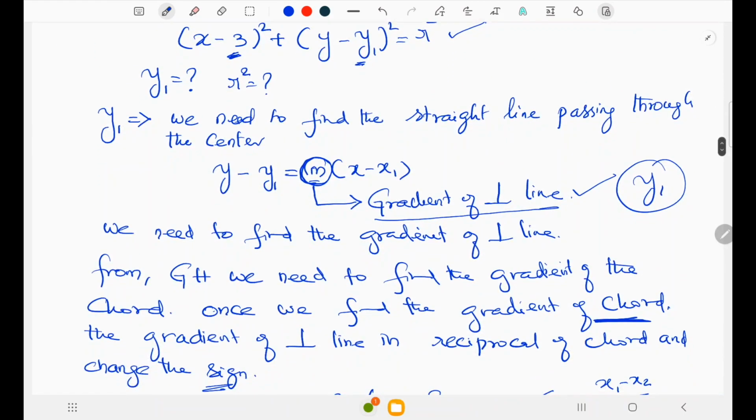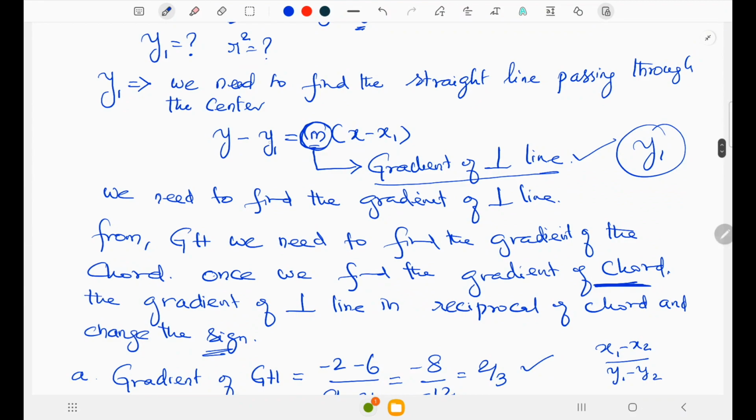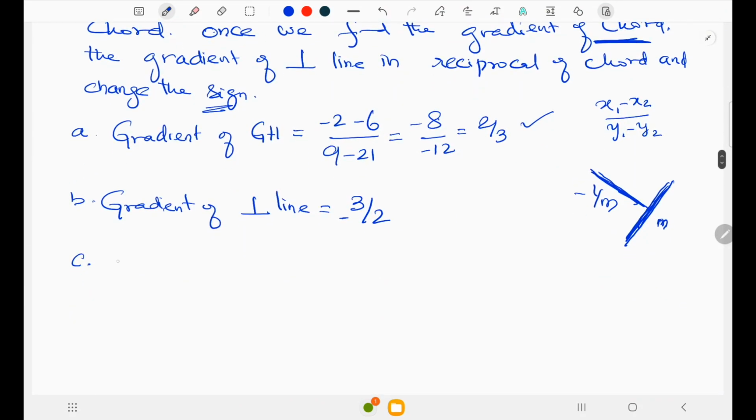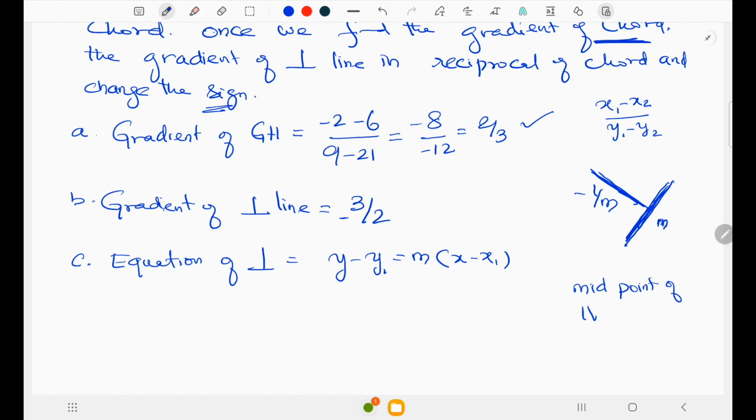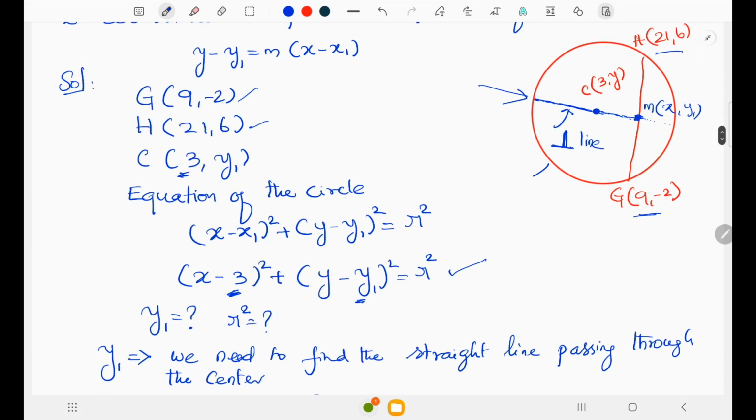Equation of the perpendicular line, we need to find this x1 and y1. What is the equation of the perpendicular line? y minus y1 equals m into x minus x1. What is this x1, y1? This is the midpoint of the chord.